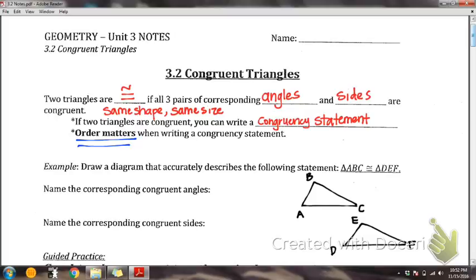Now, how do you know which angles match up with which? Well, looking at the congruency statement, it's really helpful. So notice that A is the first letter that they gave me, and D is the first letter that they gave me. That means that A is congruent to D. So angle A is congruent to angle D. Notice the middle letter in the first group is B, and the middle letter in the second group is E. That means angle B, which we're going to mark with two arcs because we've already used one arc, is congruent to angle E.